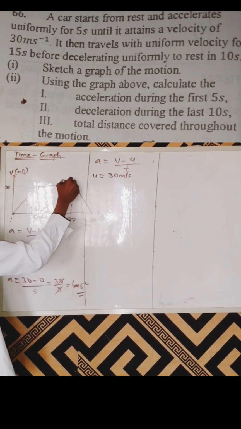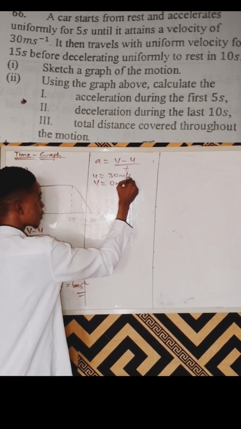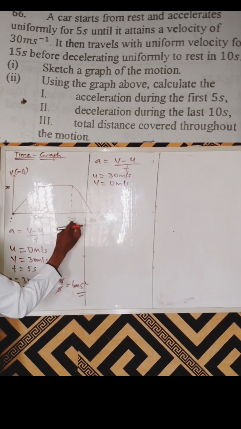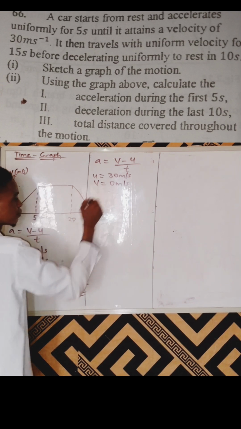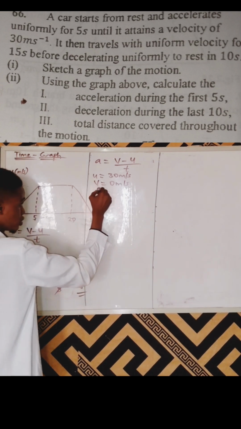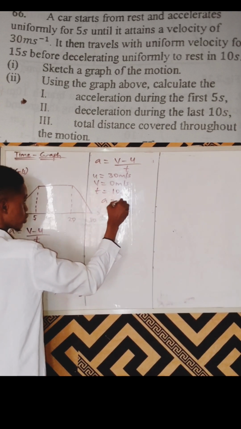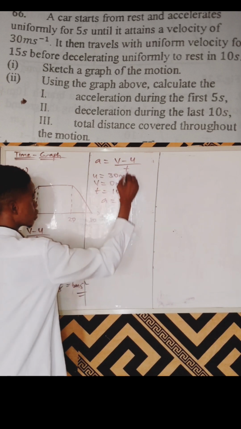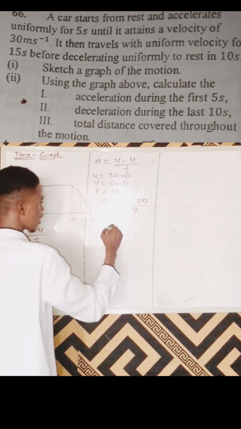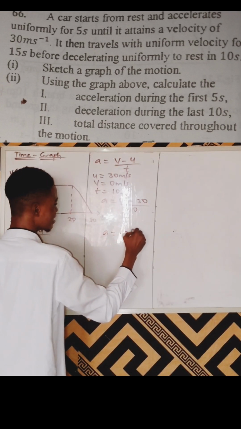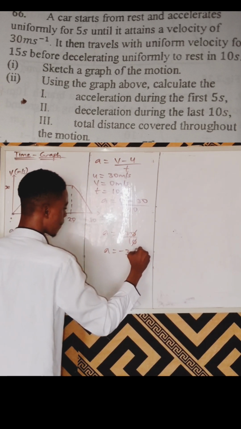Then it came to rest. So v here is going to be 0 meter per second. You understand? Yes. And the time it took to decelerate, the time between here and here, is 10. 30 minus 20 is 10. So t is 10 seconds. So to find the deceleration, since v is 0, a is equal to 0 minus u, that is 0 minus 30, over 10. So a is equal to minus 30 over 10. If I divide, a is equal to minus 3 meter per second squared.